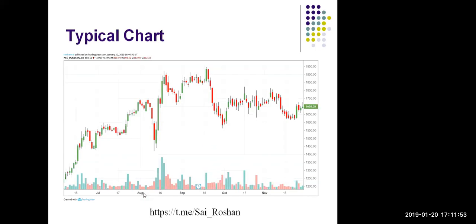A typical chart looks like this, where we have candles. This is a daily chart of BEML, and you can have the volume profile. So you can see how the price is moving over the period of the day, and what is the volume of the stock involved on that particular day.